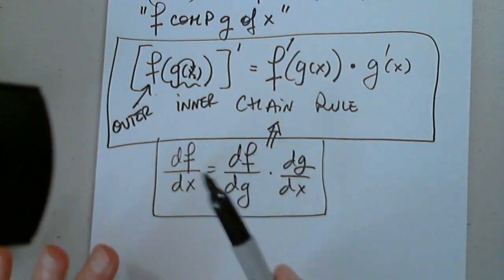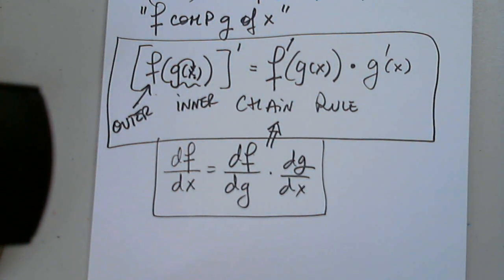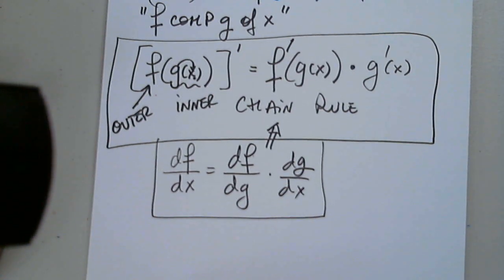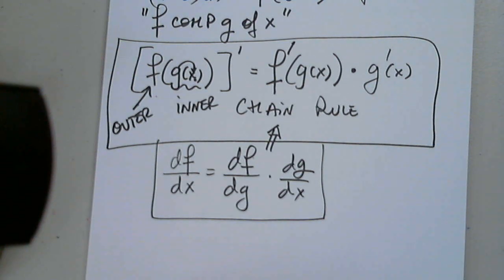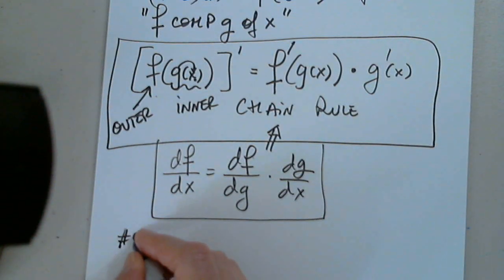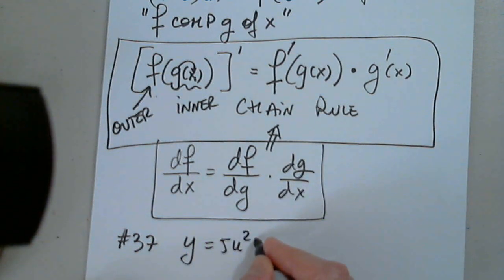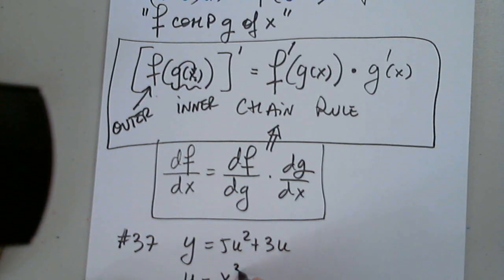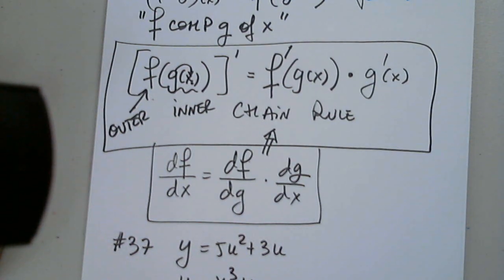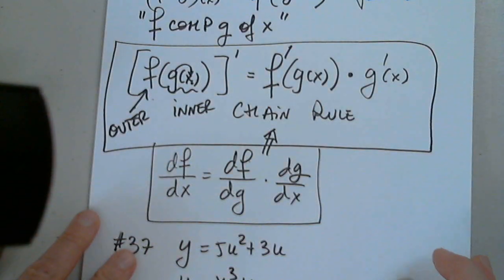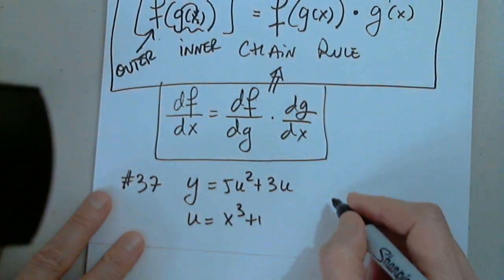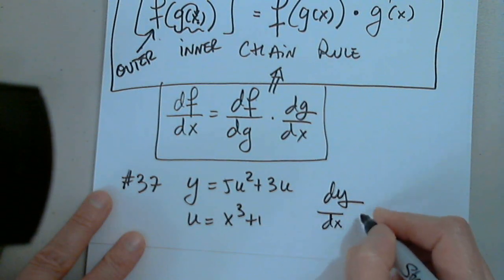So I would like to apply this concept in any of the problems that we see here. A simple one. Let's start with 37. In 37, we have y equals 5u squared plus 3u, and we are told that u equals x to the third plus 1. Find dy over dx.